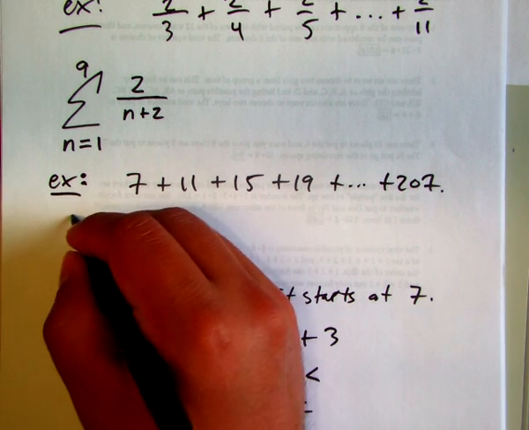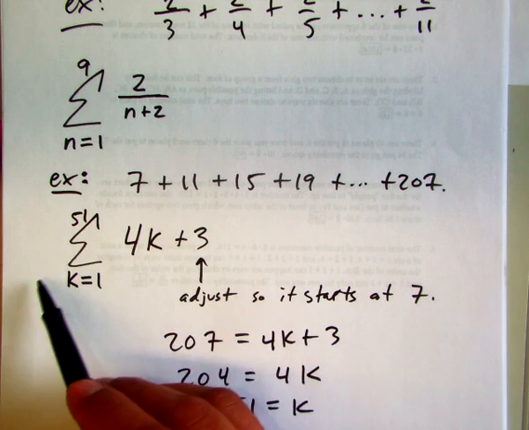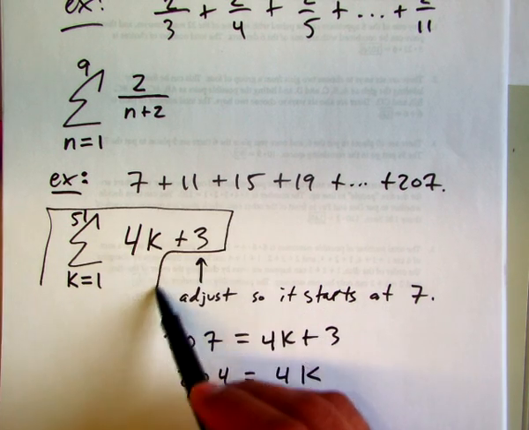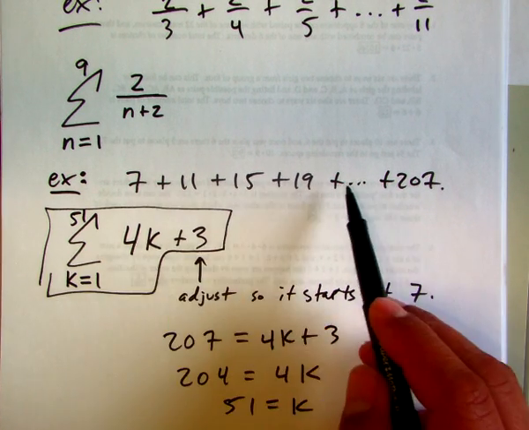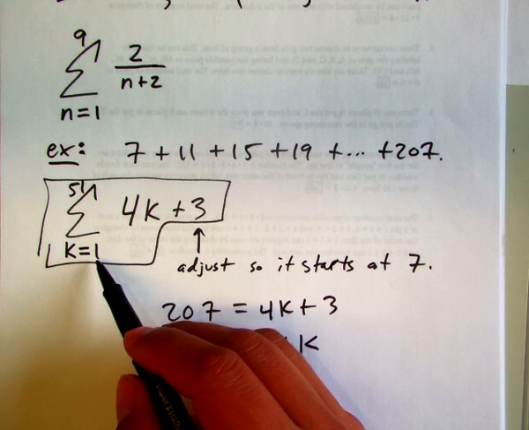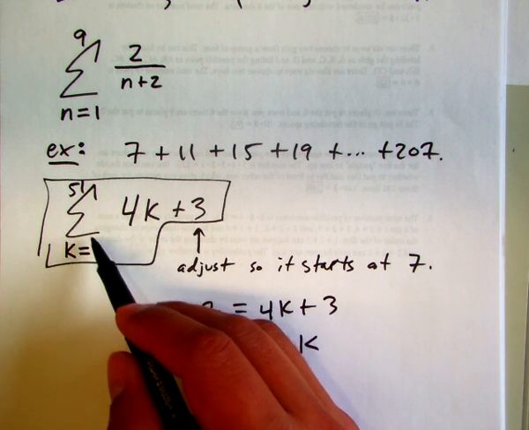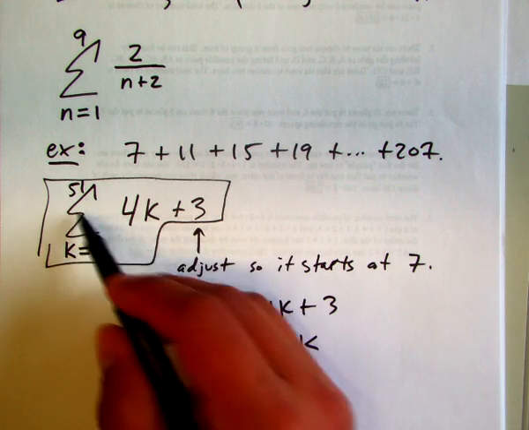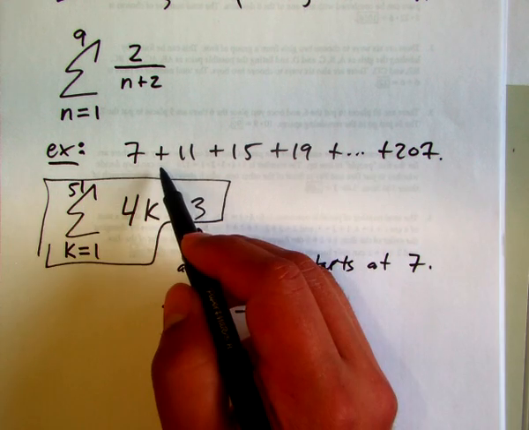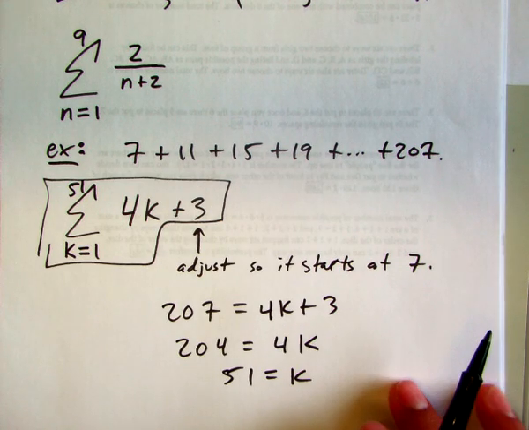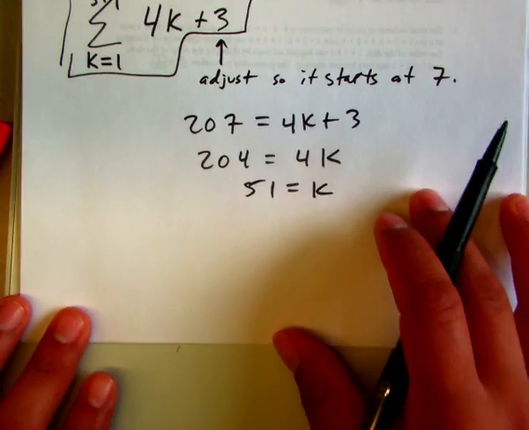So this would be the sigma notation of this series up here. You start by plugging in 1 into the formula 4k plus 3. You continue by plugging in 2, 3, 4, etc. up to 51. And then you add up all the numbers. Okay? So now, that's the basics for this section.